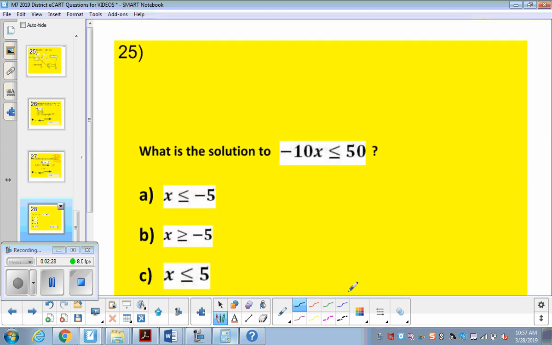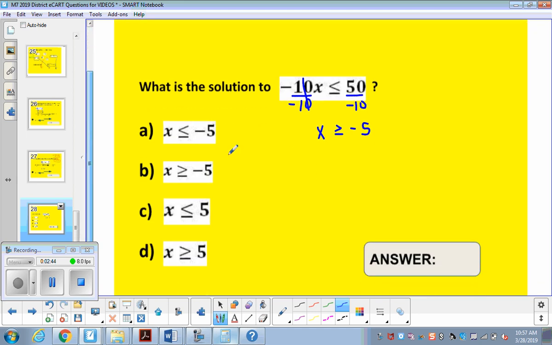Now for 25, once again, we have a coefficient, and it is negative, so we will be flipping our symbol here. This time we don't need to worry about graphing it on the number line. So x here is going to be greater than, and a +50 divided by a -10 is a -5. So x is greater than or equal to -5, and that one's going to be B.